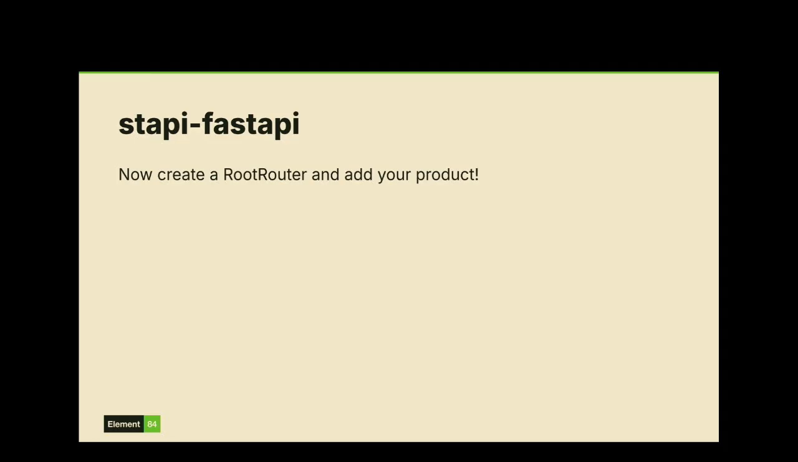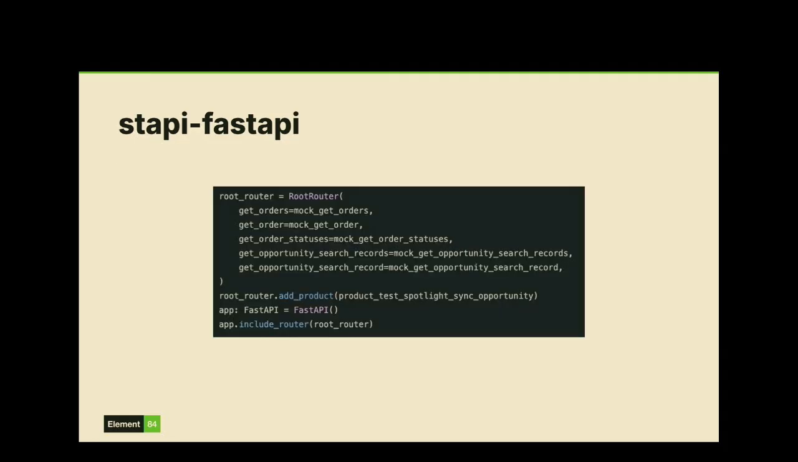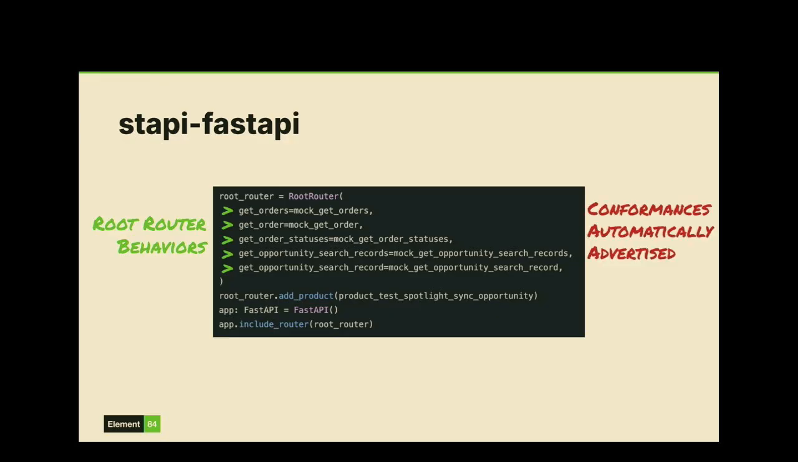So now that we have a product, we can create a root router like this. Again, we have behaviors that we have to put into this, like we're tracking those orders in some database. How do we get those? If we have async searches, we have to track those searches as well. But one thing that happens with this in recent versions of STAPI FastAPI is the conformances that advertise what your API supports are automatically advertised for you based on what behaviors you define.